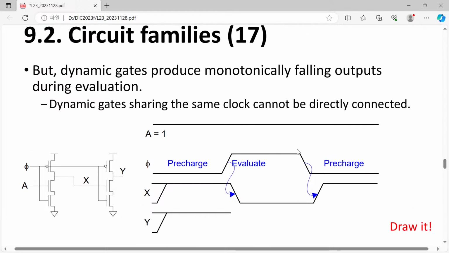Please consider this one. Here, when you have dynamic logic, now let's say that this is just an inverter, and here once again you have a dynamic inverter.